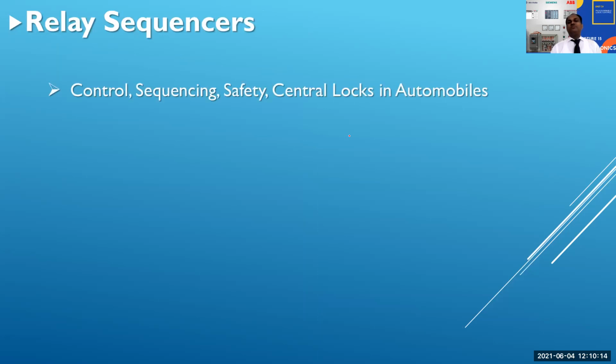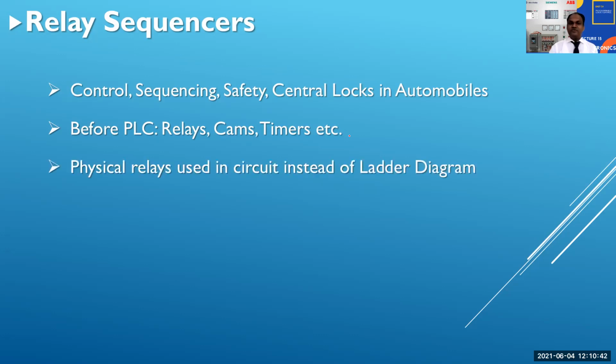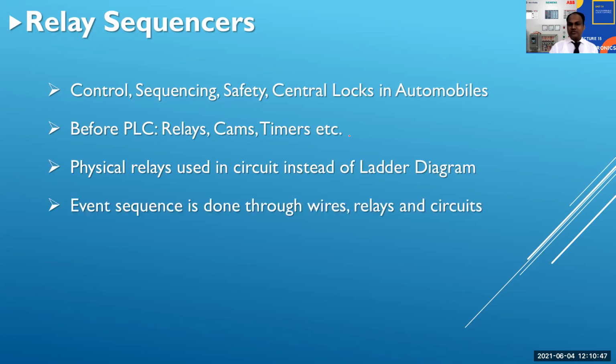Now we have to see some relay sequences also. Firstly, control sequencing, safety, central locks in automobile systems. Before PLCs, we were using relays, cams, timers, etc. We might know that in the automobile industry, cam and follower system is used. Now we can use PLC to modify that cam and follower system's output. Timers they were using in previous eras. So physical relays were used in circuits instead of ladder diagrams. Event sequence is done through wires, relays, and circuits.